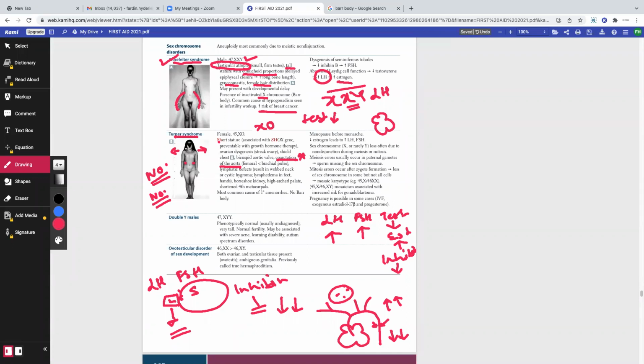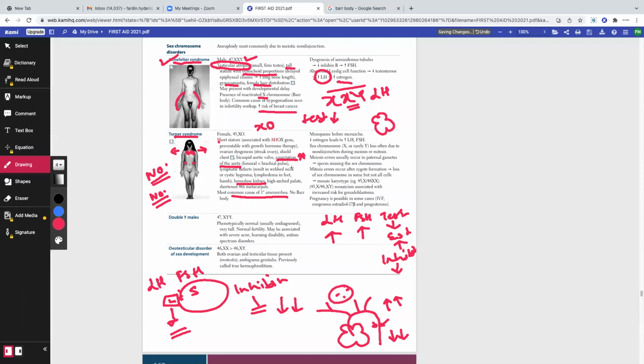Along with this, these females also have a lymphatic defect that results in webbing of the neck. What do you mean by webbing of the neck? This simply means a wide neck, because of lymphatic enlargement. Not only that, these patients also have horseshoe kidney and a high arch palate. And always remember this, Turner syndrome in females is the most common cause of primary amenorrhea.